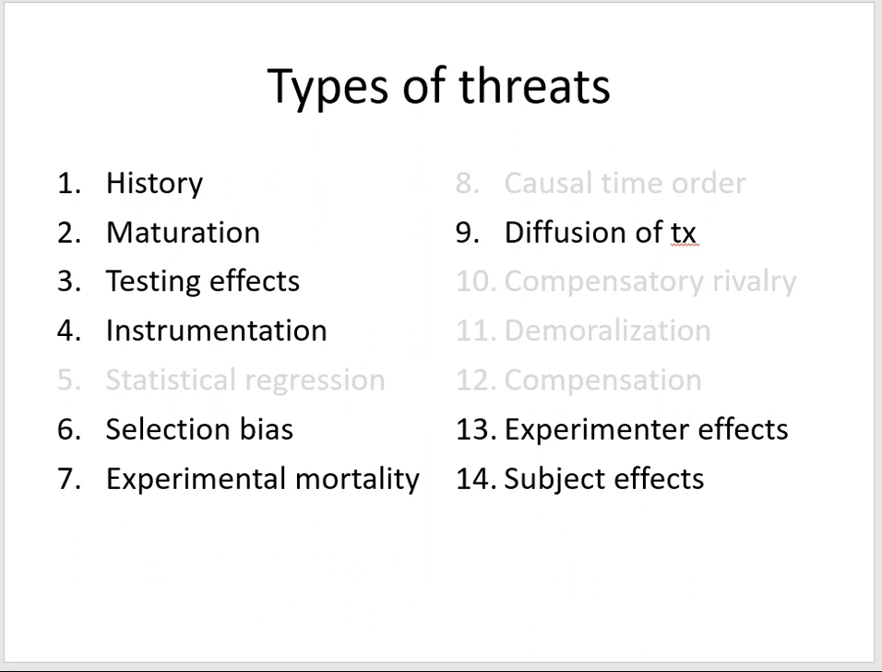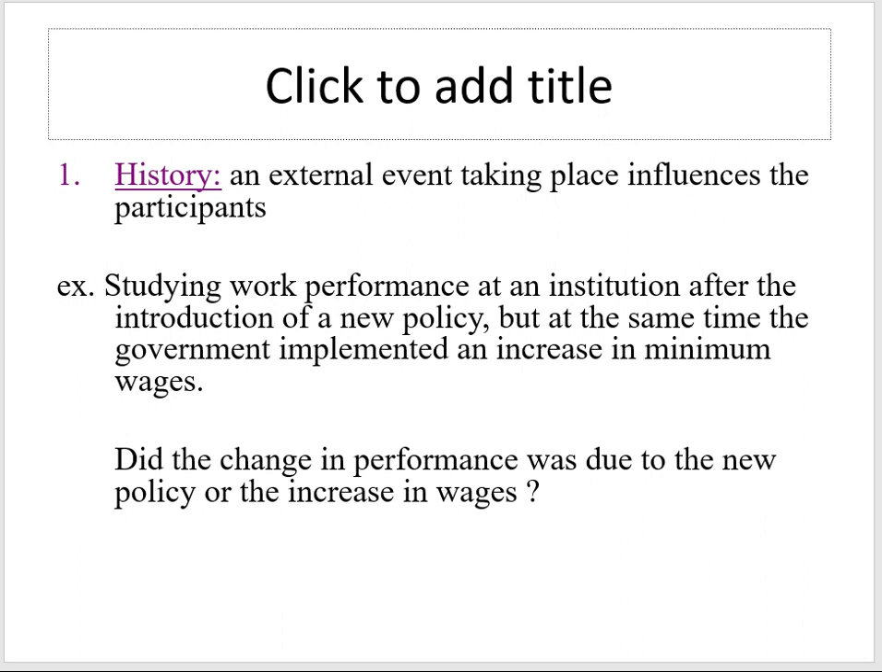The first one we have is history, and what is meant by this is when you're doing a study and something external to the study affects the participants, and therefore you can't tell if the outcome you look at is due to your actual study, your intervention, or to the external event that occurred. The example I have in mind is a study trying to see if a new policy or procedure would affect employee satisfaction. In that year, the minimum wage was increased by the government, and therefore the researchers could not tell if the change they observed in their employees' satisfaction was due to the introduction of the new policy and intervention, or because of the changes in wages introduced by the government.